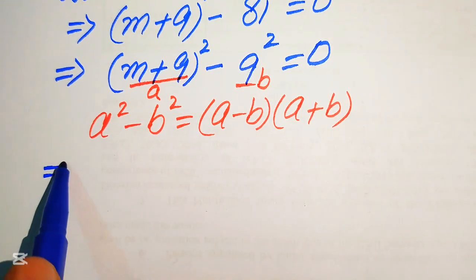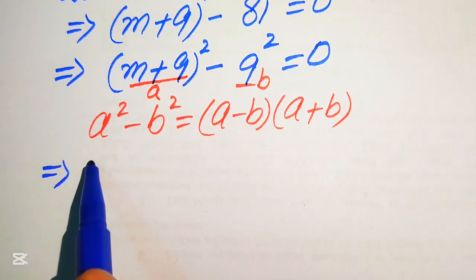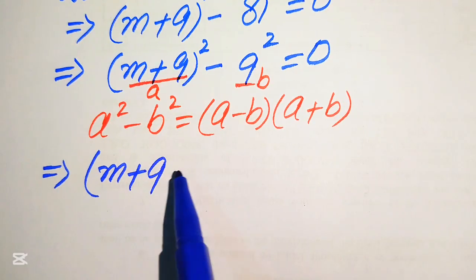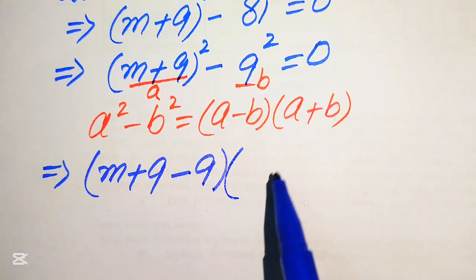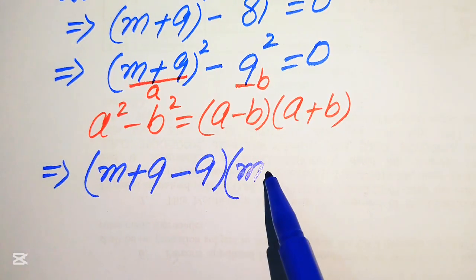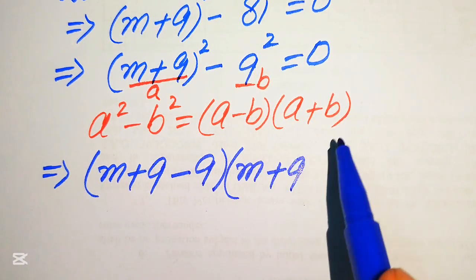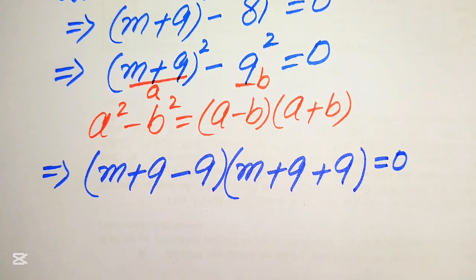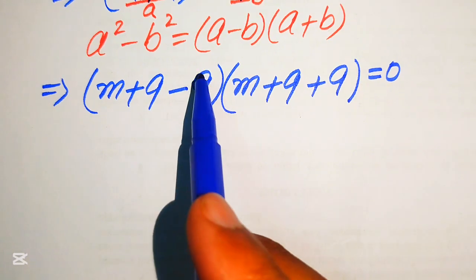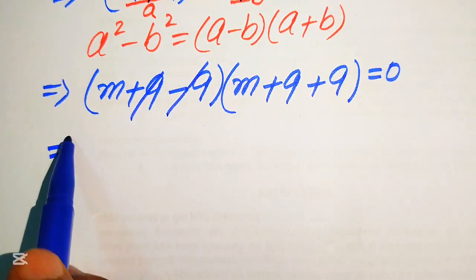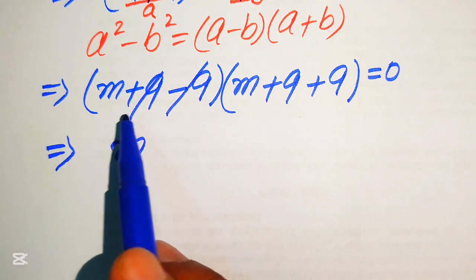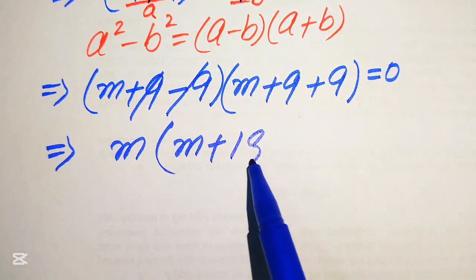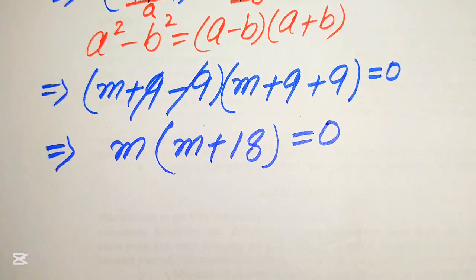According to this formula we write our above equation as: first we have a − b, where a is m + 9, minus b which is 9, times a + b, where a is m + 9 plus b which is 9, and this whole equation equals 0. Now you see the negative and positive terms cancel out each other, and we get m times (m + 18) equals 0.